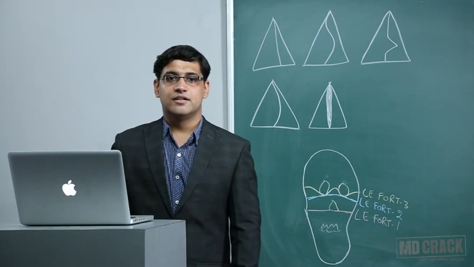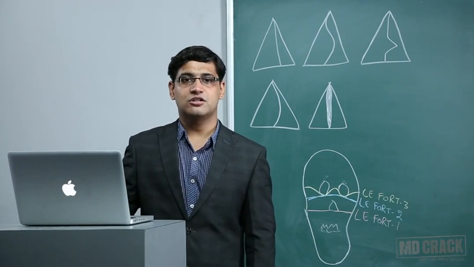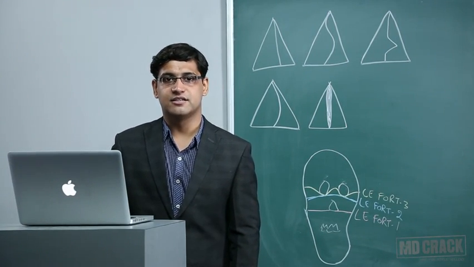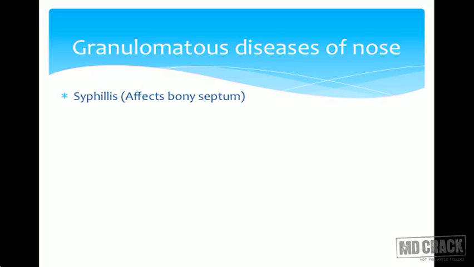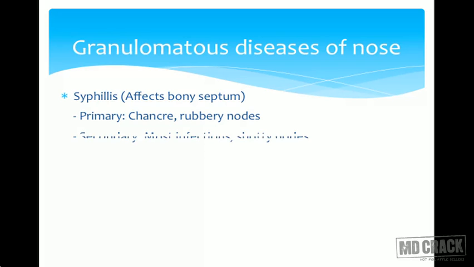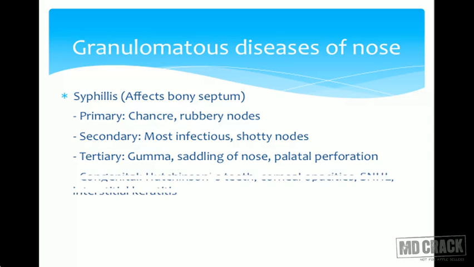Welcome everyone. In this session, we'll talk about the disorders of the nose and paranasal sinuses. So first, the granulomatous diseases of nose. First is syphilis. The important point is that syphilis affects the bony part of the septum. Later we'll see that tuberculosis affects the cartilaginous part of the septum.